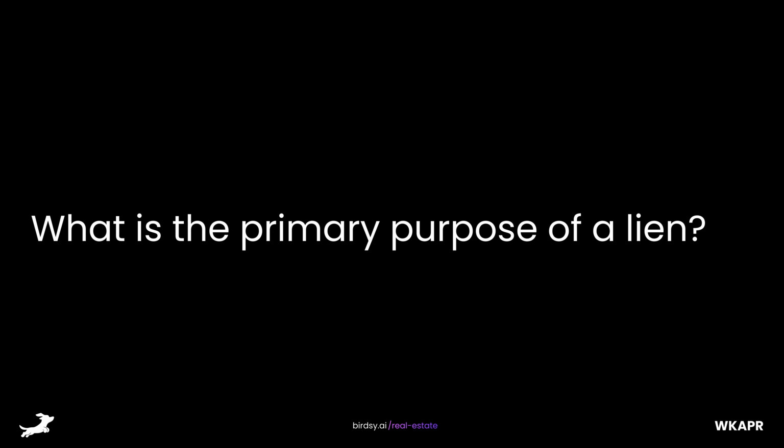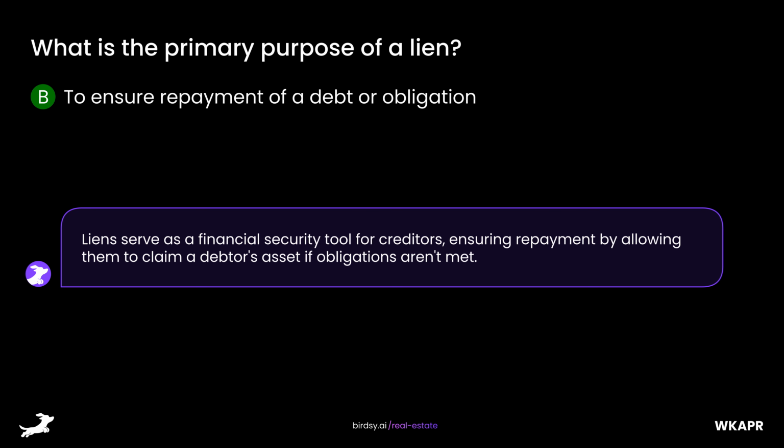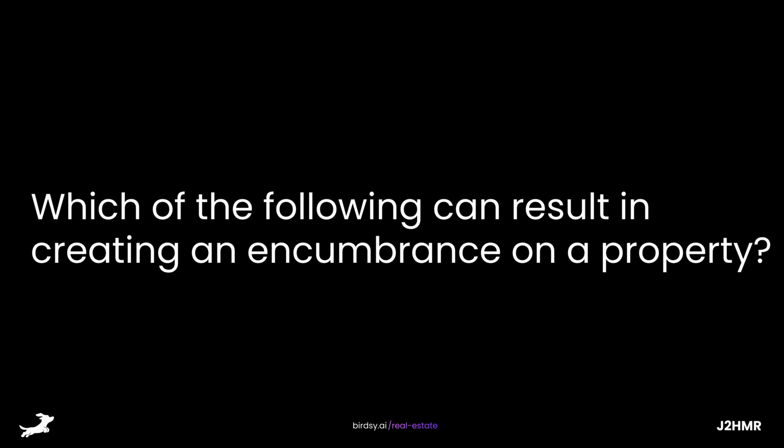What is the primary purpose of a lien? Is it A, to establish property ownership, B, to ensure repayment of a debt or obligation, C, to transfer property rights permanently, or D, to promote property development? The answer is B. To ensure repayment of a debt or obligation. Liens serve as a financial security tool for creditors, ensuring repayment by allowing them to claim a debtor's asset if obligations aren't met.